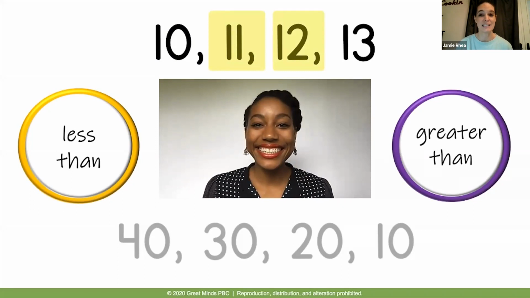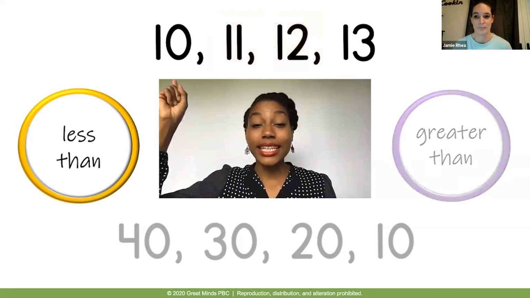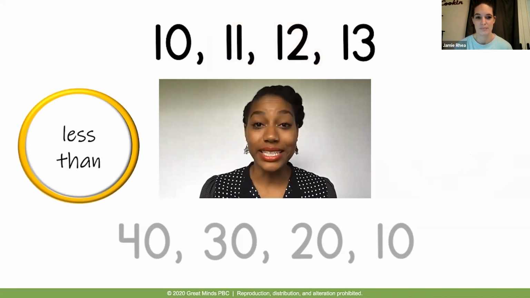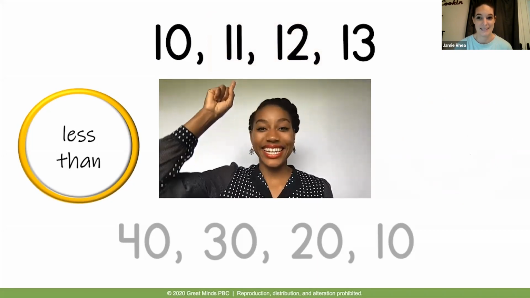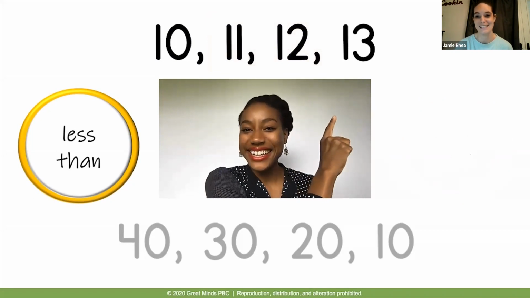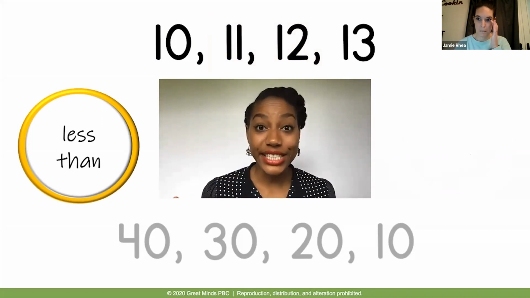Again, 11 is less than 12 because 11 comes before 12. Let's say the whole sequence and use comparison words as we compare each number in the set. Here we go. 10 is less than 11. 11 is less than 12. And 12 is less than 13.